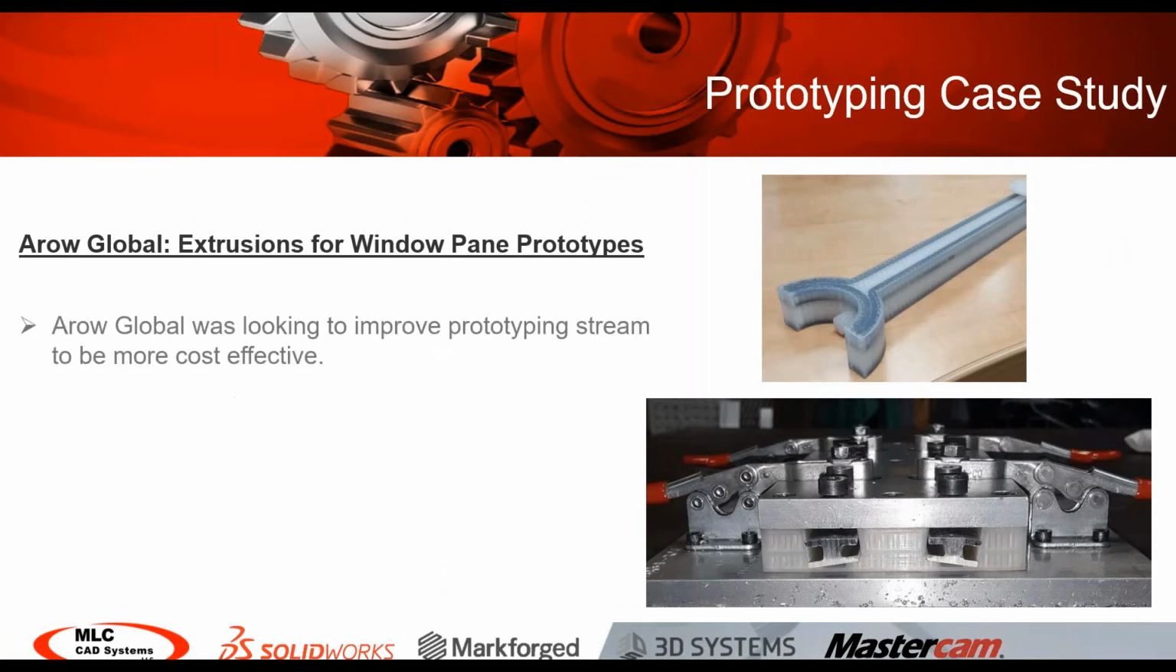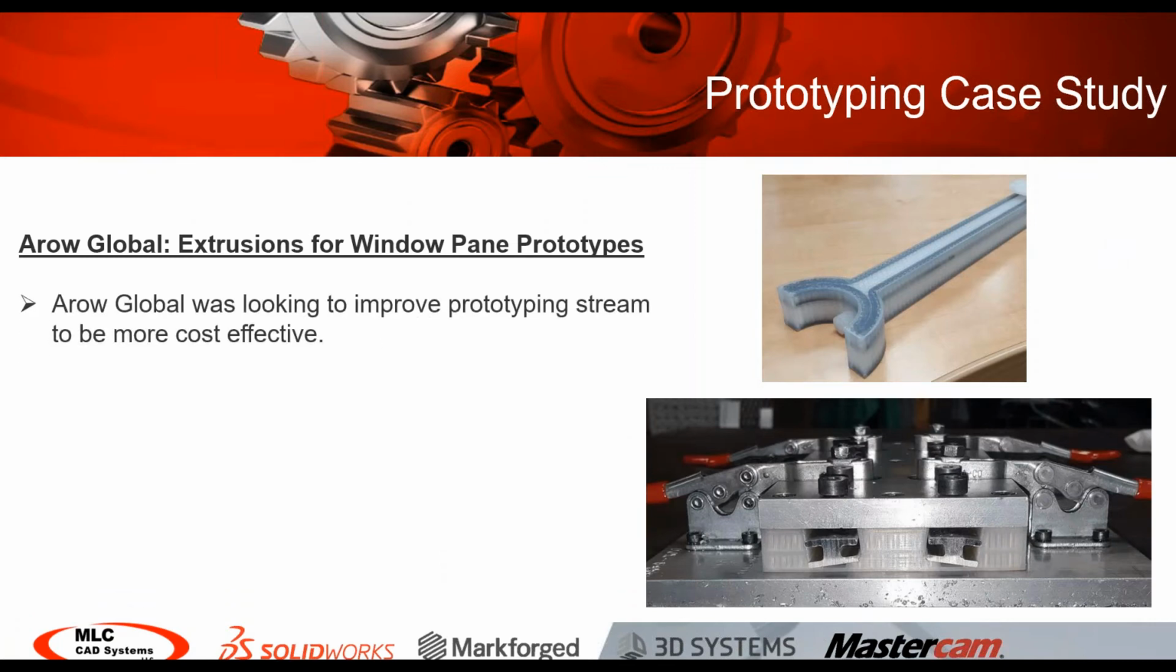Prototyping. Windows and protective barriers for heavy grade coaches and buses make up the main product line for Aero Global. New product design engineers search for ways to improve and expand their product line. With that comes the need to improve Aero Global's prototyping stream to be a more cost-effective process.